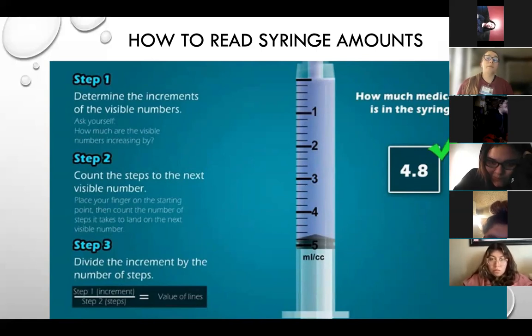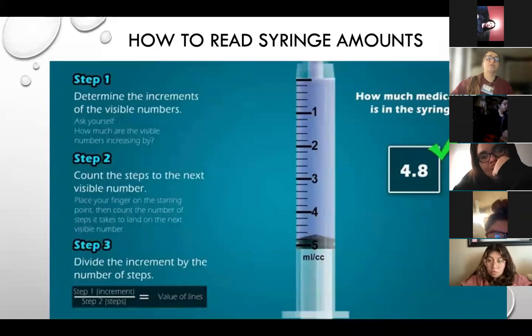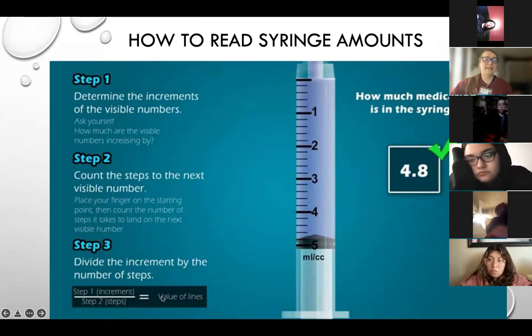For 1 cc's, it goes up by marks of 0.01. 3 cc's go up by 0.1. 5 cc's go up by 0.2. So it kind of just depends on the size of syringe that you're working with, and the manufacturer might be different too. So just, again, look at how much you have here, count them up until the 1 cc, divide it by that 1 cc mark. It'll tell you how much, again, this increment and steps, what the value of those lines are.